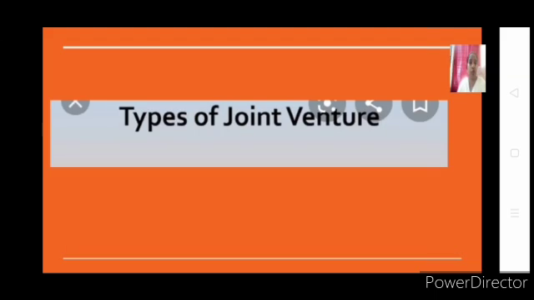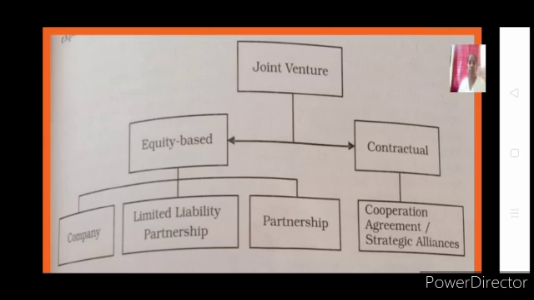Now we have types of joint venture. This is important for a 1 mark question, so please remember the types. This is what the types of joint venture are. You can see this figure in your textbook also. Joint ventures can be of two types, that is equity based joint venture and contractual joint venture.